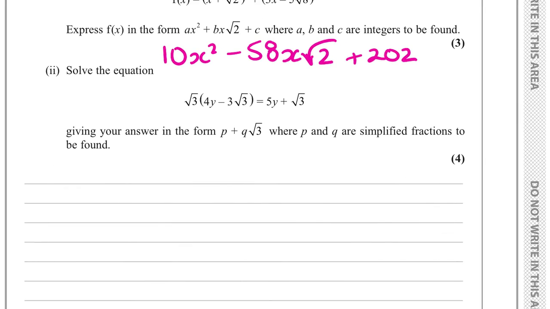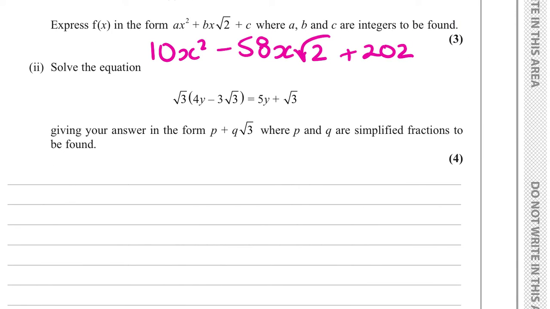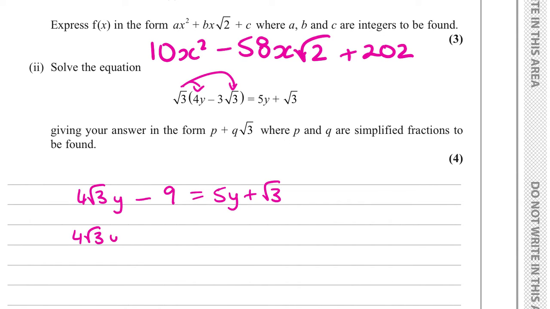Okay, 4 marks. Solve this equation. Nice and easy. Expand, simplify, you could even divide, however you wanted to do it. But basically we need y's on one side, everything else on the other. I'm going to expand first. So 4 root 3y minus 3 times 3 is 9 equals 5y plus root 3. I'm going to move the 5y to the left-hand side, the 9 to the other side. So 4 root 3 minus 5y equals 9 plus root 3.